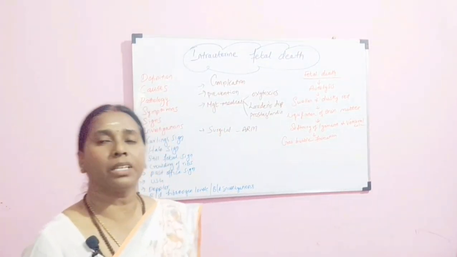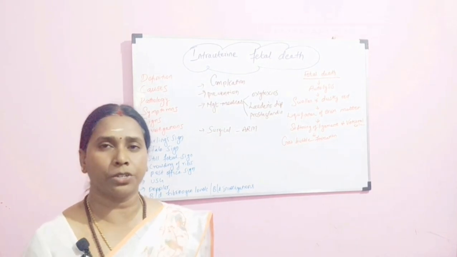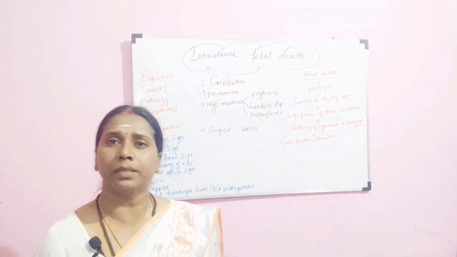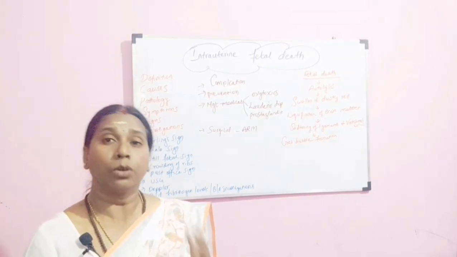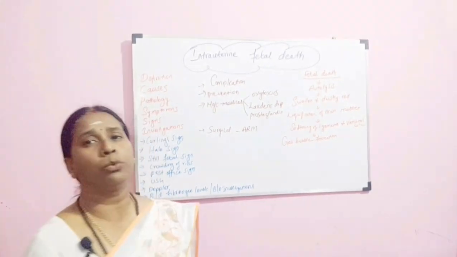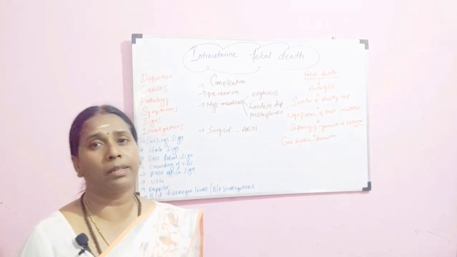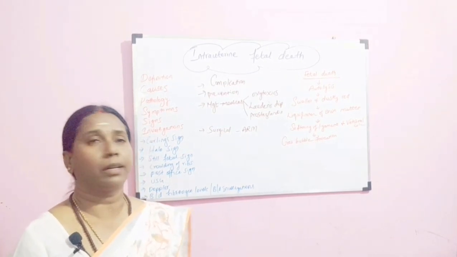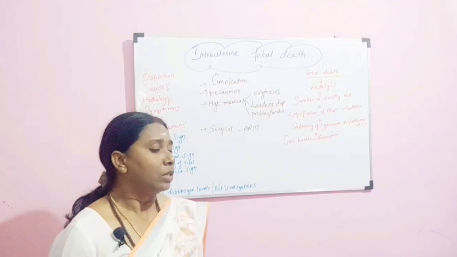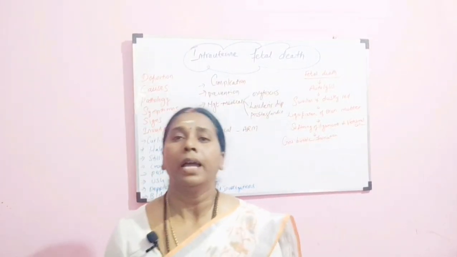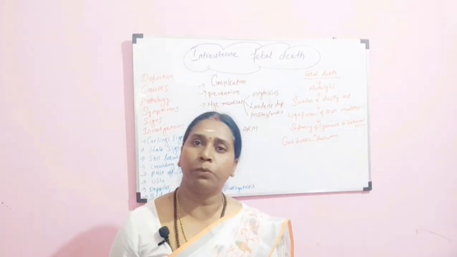So, what investigations will you be doing? The first preliminary thing when you suspect an IUD is an X-ray. You can take a plain X-ray where you will be able to rule out many signs. First sign is the curling sign. The curling sign is nothing but the hyperflexion of the vertebral column.